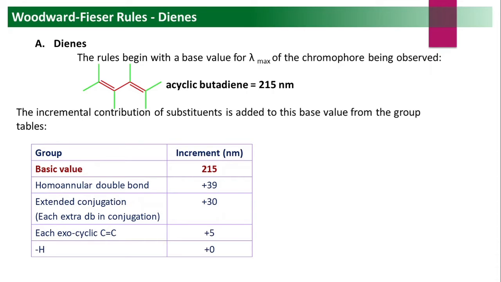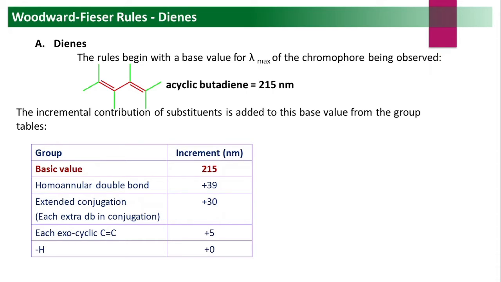समजा हेक्झाट्राईन असेल, then one double bond is extra, you have to add 30. If there is an octatetraene, then there are 2 extra double bonds in conjugation there, that's why we have to add 30 plus 30, so you have to add 60 to this base value.